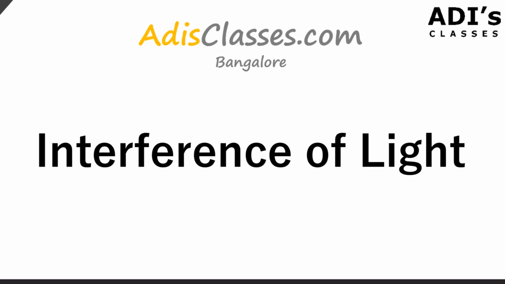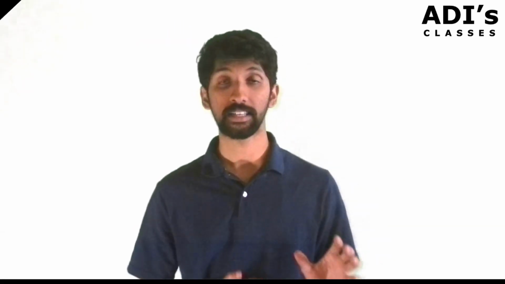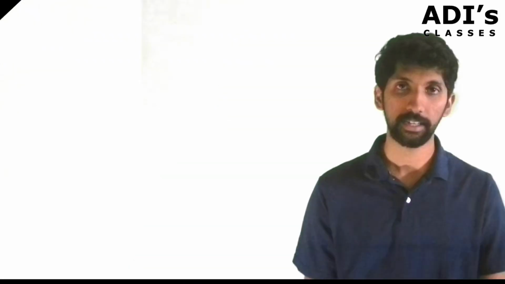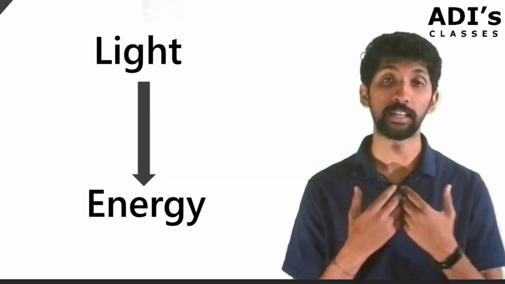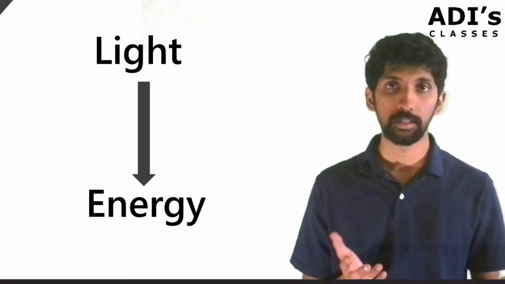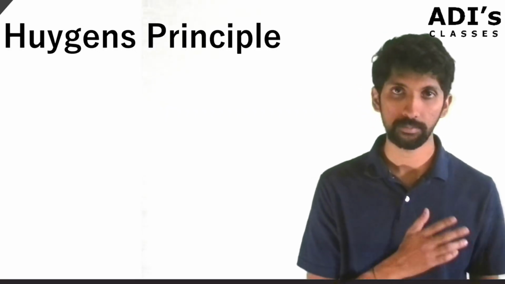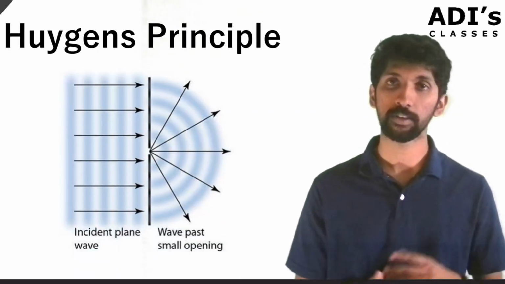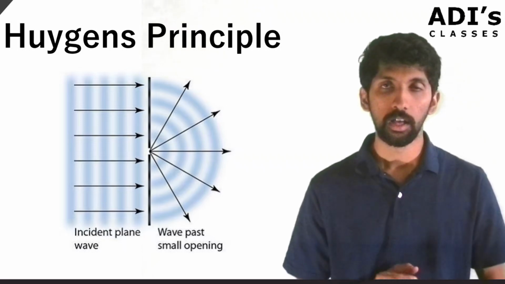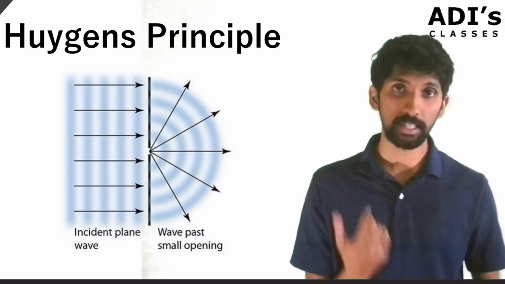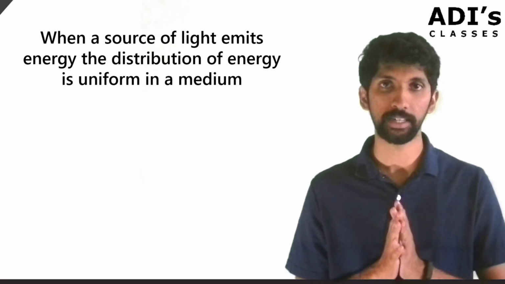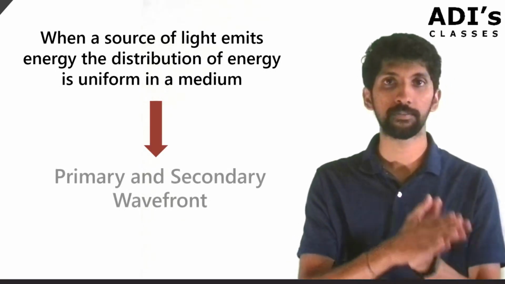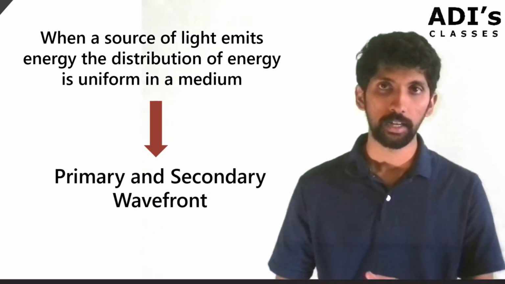See, last topic you guys learnt about how light is basically energy, correct? So it's like light comes as a wave, it creates disturbance in the medium, right? So that was basically Huygens theory, right? So wavefronts and all those things you guys learned. See, when a source of light emits energy, the distribution of energy is uniform in the medium, correct? That's where we get the primary wavefronts and secondary wavefronts, right?